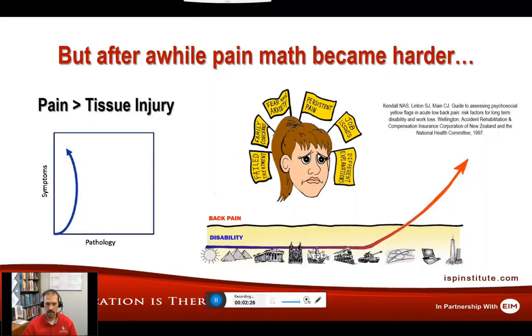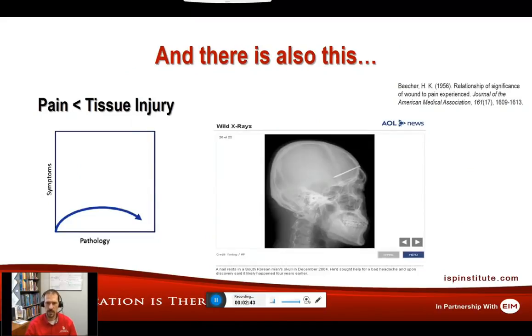And we saw that start to increase with the rise of disability, things such as railway back in the mid-1800s, where people were coming in complaining of significant back pain when they started getting compensation. And we started to understand that some psychological and social factors started to play into it. We also understand it's complex because it goes the other direction. Some people have significant pathology and have little to no pain, which creates more complexity.